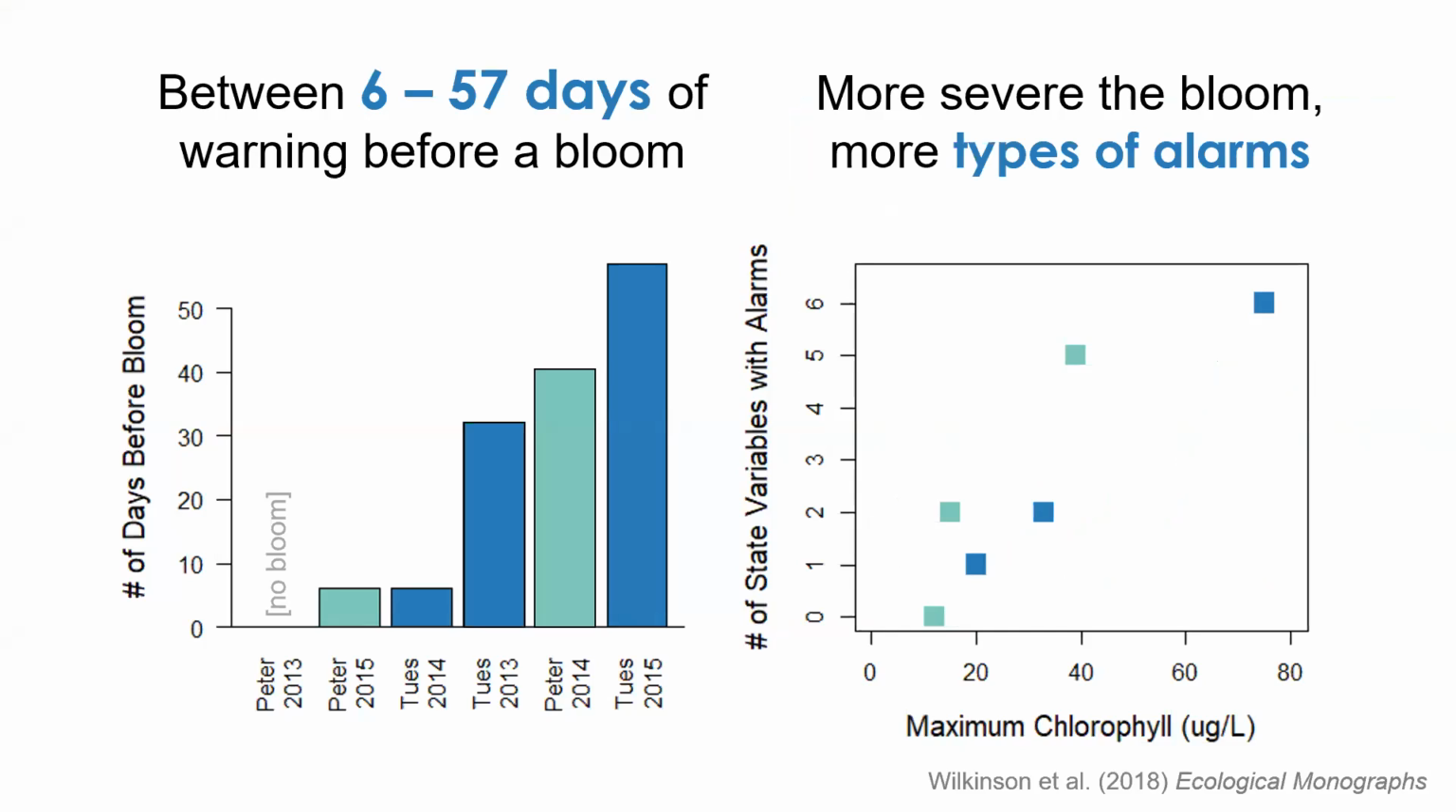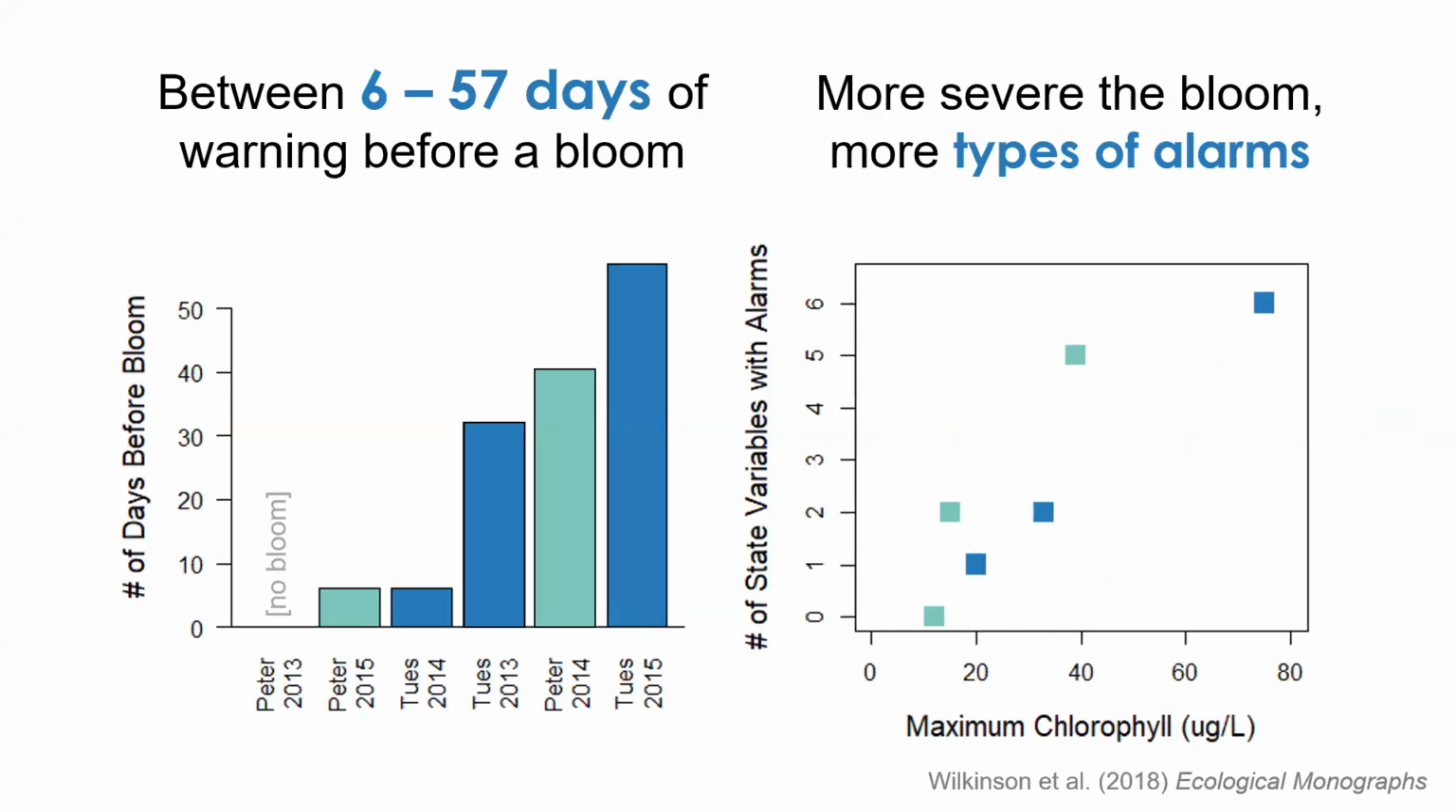In 2013, in Peter Lake, we actually didn't end up getting a bloom. I'll talk about that a bit more in a minute here. But as you can see, the number of days before a bloom occurred, so bloom conditions were reached, we had those early warning signals firing off anywhere between 6 to 57 days beforehand, so almost 2 months. So in some cases, a lot of warning, and in some cases, very little warning.